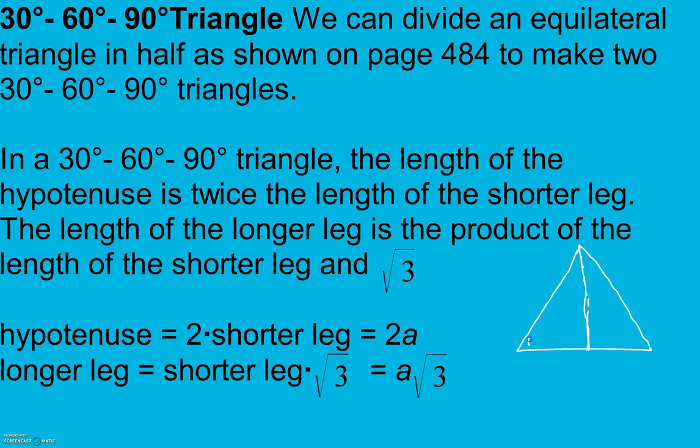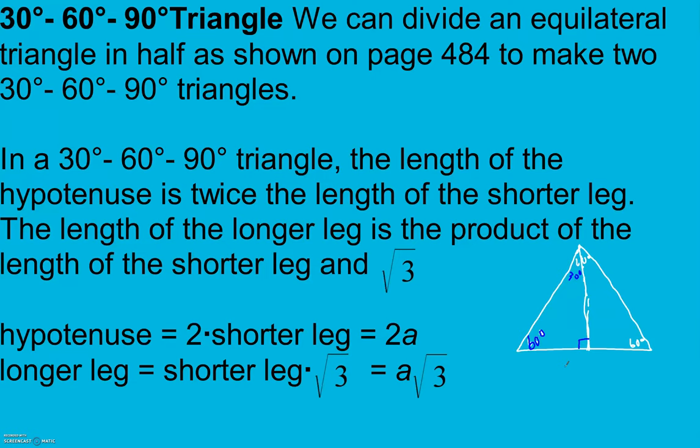Remember, equilateral triangles are usually 60, 60, and 60. All of our angles are equal. When I divide it in half, however, this angle stays 60. I didn't change that at all. Here it becomes 90. And here I take that 60 and halve it, and I have 30. So a 30, 60, 90 degree triangle.